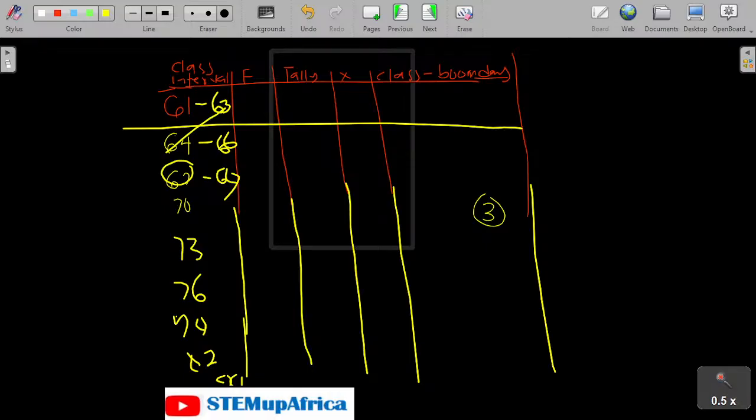Is it clear? Yeah. So this is how you form your class interval. Okay? Then here will be 72. Here will be 75. Here will be 78. You're like that. Okay?